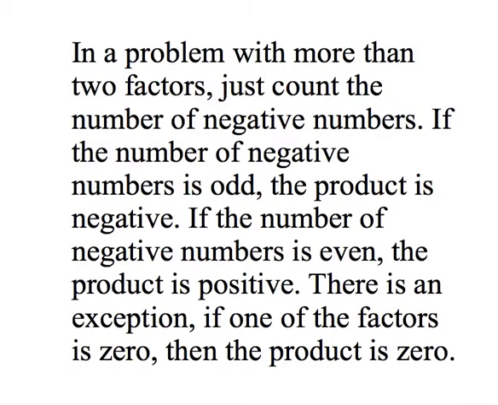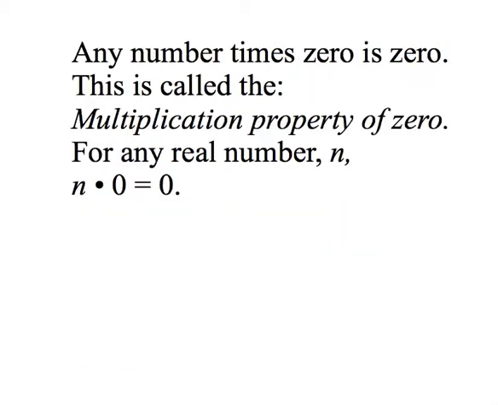In a problem with more than 2 factors, just count the number of negative numbers. If the number of negative numbers is odd, the product is negative. If the number of negative numbers is even, the product is positive. There is an exception. If one of the factors is 0, then the product is 0. Any number times 0 is 0, and this is called the multiplication property of 0. Stated, for any real number n, n times 0 is 0.